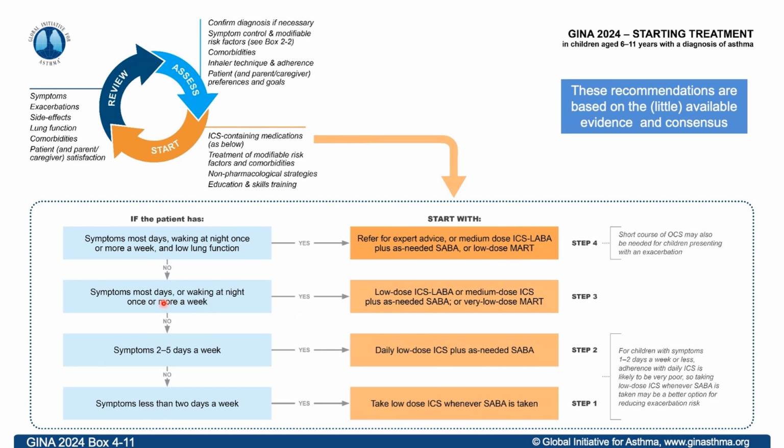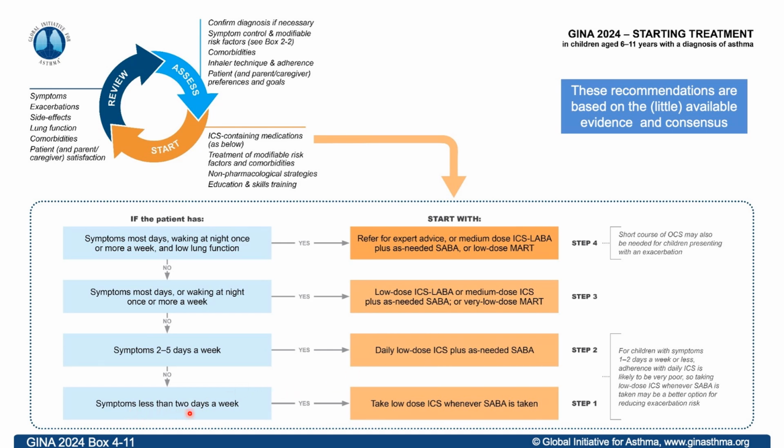And then symptoms are most days and waking at night once or more, then yes, you give low dose ICS-LABA or medium ICS plus as-needed SABA. So this is for maintenance, and as-needed SABA is for reliever. Or you just give low dose ICS-formoterol, which covers both the maintenance and the reliever. I hope we are all together. And if the symptoms are 2 to 5 days a week, then just give low dose ICS plus as-needed SABA. So low dose ICS is for maintenance and the SABA is for reliever.